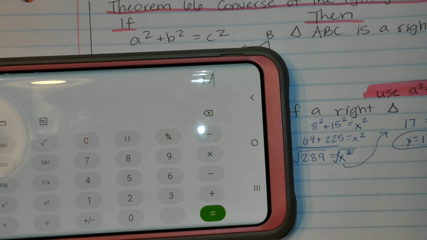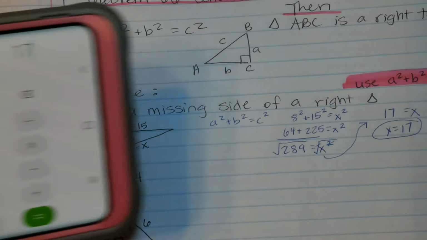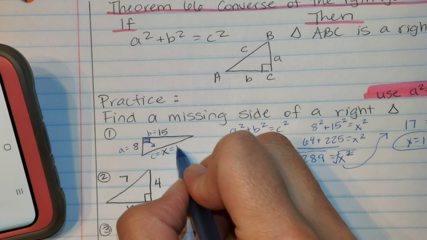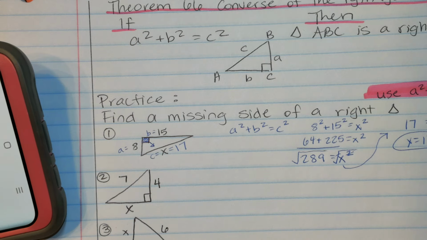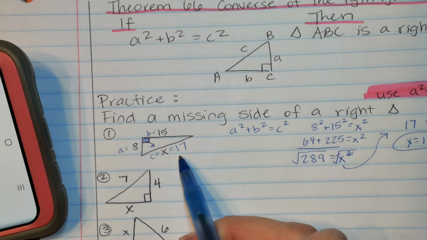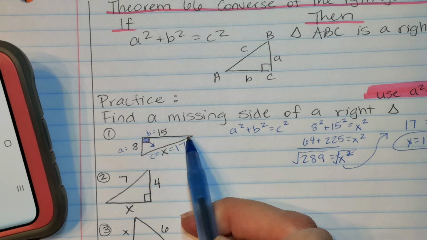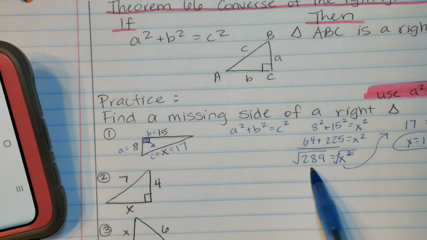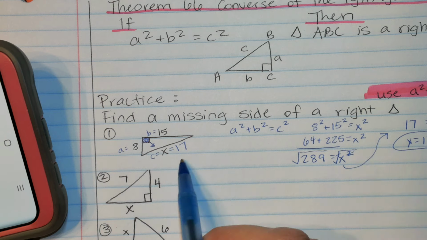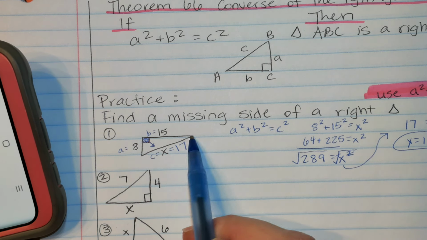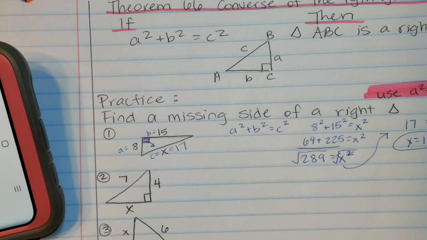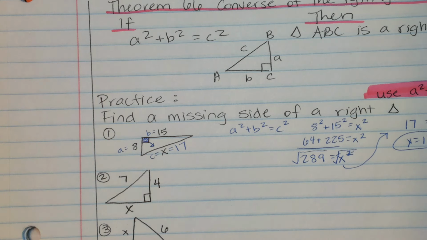So that would mean on this triangle that this side is 17, and I would check and make sure, using common sense, does that make sense? It shouldn't be negative, and it should be the longest side, and it's not too high. Like 289 would have been huge. That would have been way too big of a number. So 17 definitely makes sense when I'm looking at this side is 8, that side's 15, and then 17 here. Okay, so let's do some more examples.